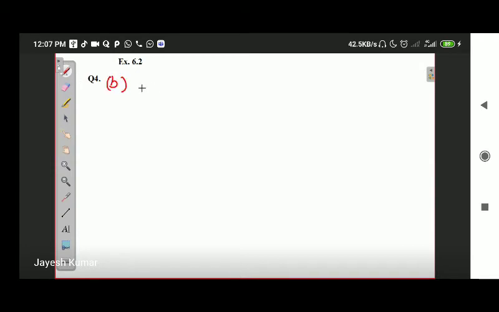B part of question number 4. You have to multiply 3x square. So students, if you want to, you can try the questions as I'm writing on the board. You can try at your home as well. As you are seeing the video, you can try the questions at your home also. Okay. So we have to multiply these three numbers.